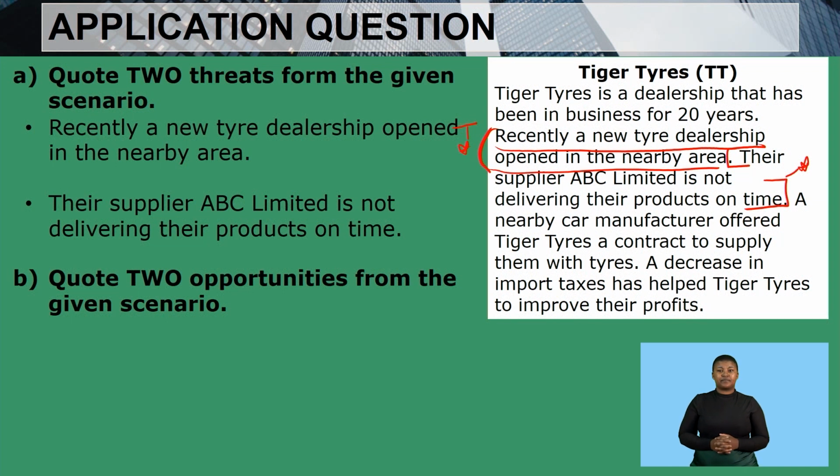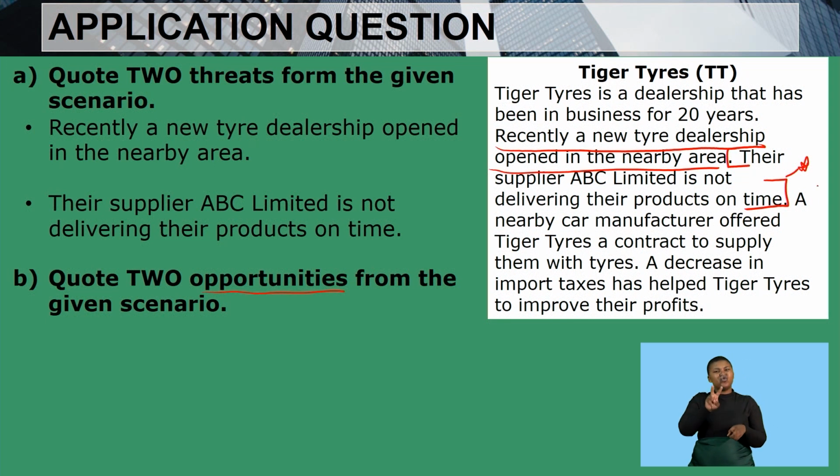A new tire dealership opened in the area. And the last one, of course, their supplier, ABC Limited, is not delivering their products on time. So there we answered question A. We quoted our two threats. So let's continue to question B, where we want to quote two opportunities.